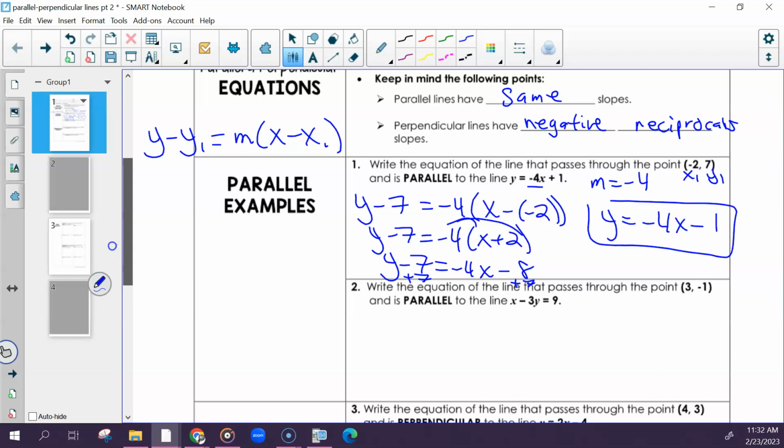As we look at these two equations and compare them, y equals -4x minus 1 is the one we got. It is parallel to the original, -4x plus 1. They have the same slope, but different y-intercepts. If I graphed both of these lines, they would never intersect, or shouldn't. What questions do we have so far?